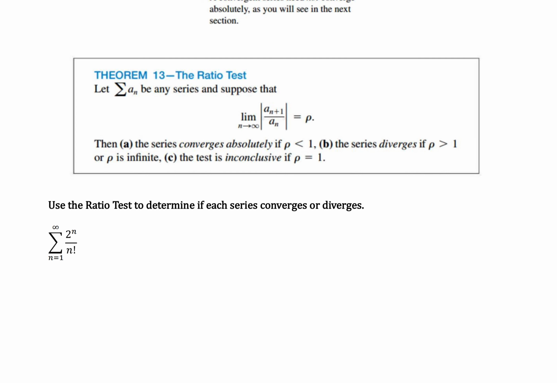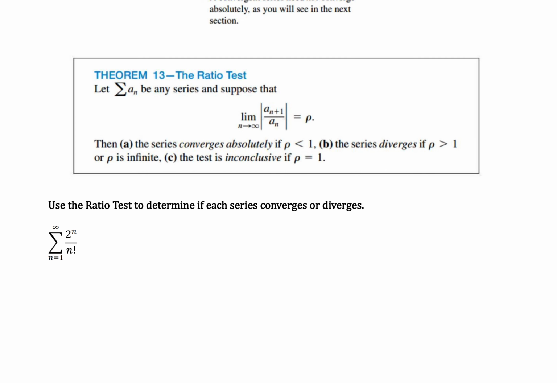And if that value rho is less than 1, we say that the series converges absolutely. If rho is greater than 1, the series diverges. If rho is equal to 1, the test is inconclusive, and we need to look at another way to test if that series converges or not. So I'm going to go through a couple examples of this with you.